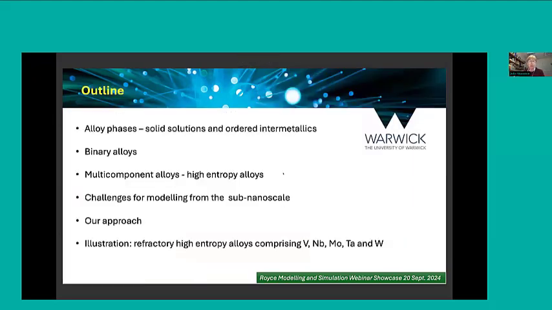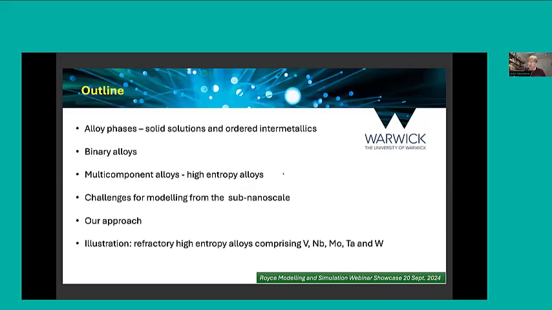So I'll start with some contextual remarks about alloy phases, and I'll refer primarily to binary alloys in this context. I'll specify in particular the solid solutions that form at relatively high temperatures, and then the ordered intermetallics that can occur at lower temperatures. I'll then discuss some of the factors that arise in those binary systems and how they are reflected in multi-component alloys. In particular, I'll touch on the high entropy alloys, and I'll say a bit more about what they are.